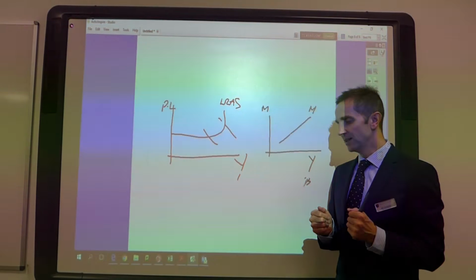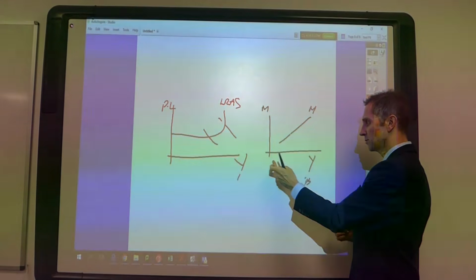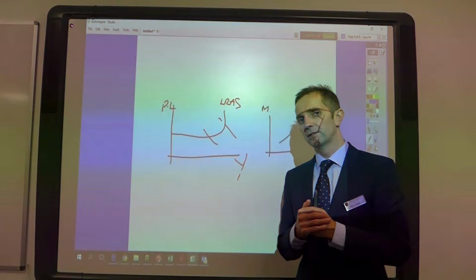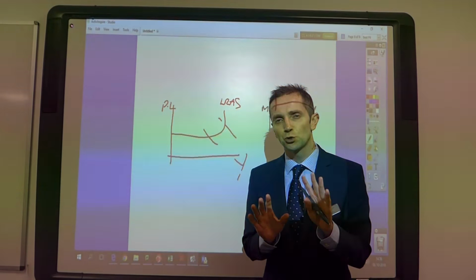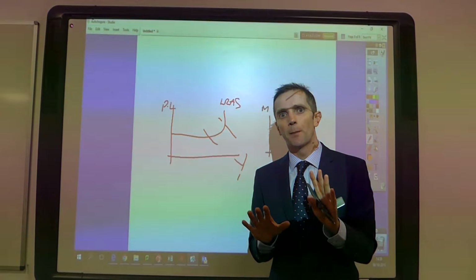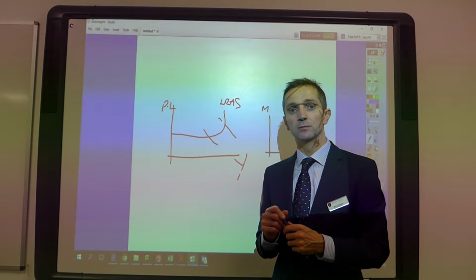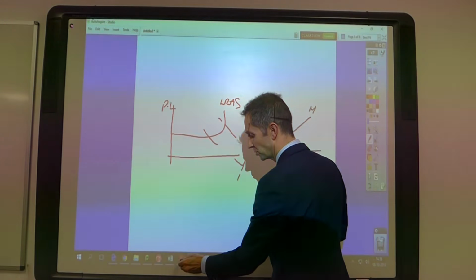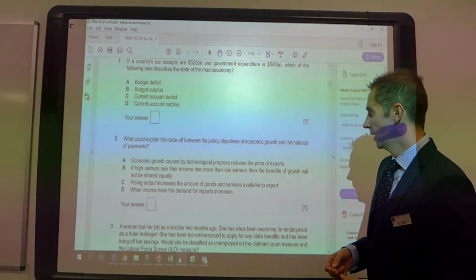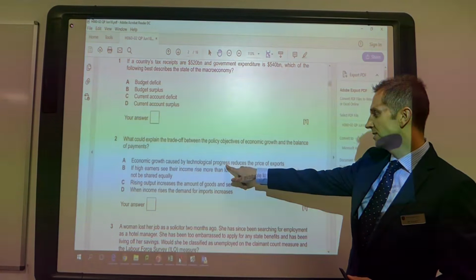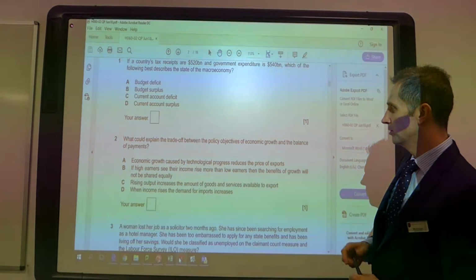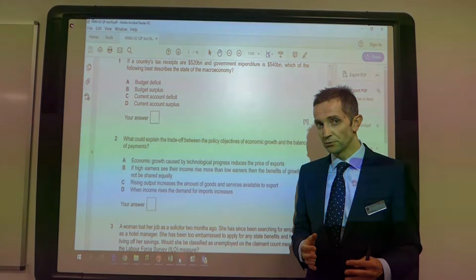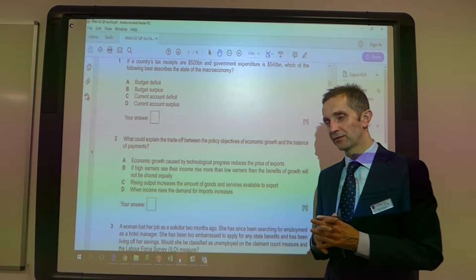And so the trade-off is that as the economy grows and we move in this direction, the economy sucks in a greater level of imports, thus creating a trade balance problem. Maybe that problem goes so far as to move into trade deficit. So let's have a look at the potential answers. Economic growth caused by technical progress reduces the price of exports. Now, of course, in that instance, there is no trade-off because you've got growth and you're benefiting from reduced price of exports.